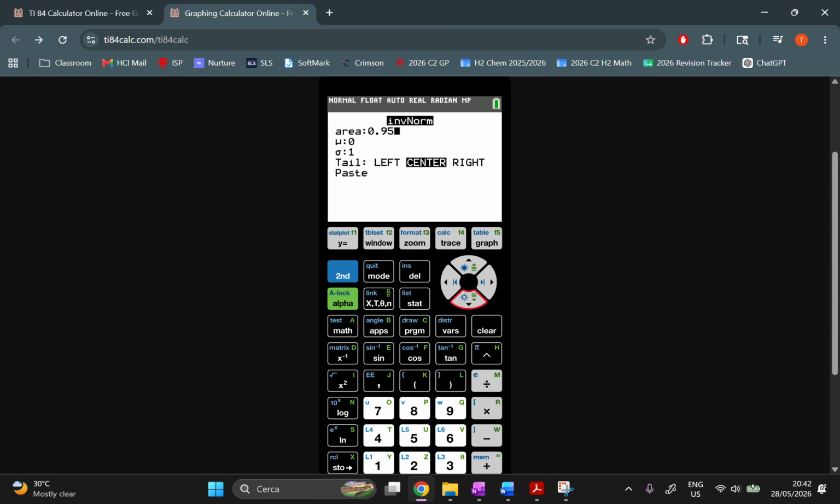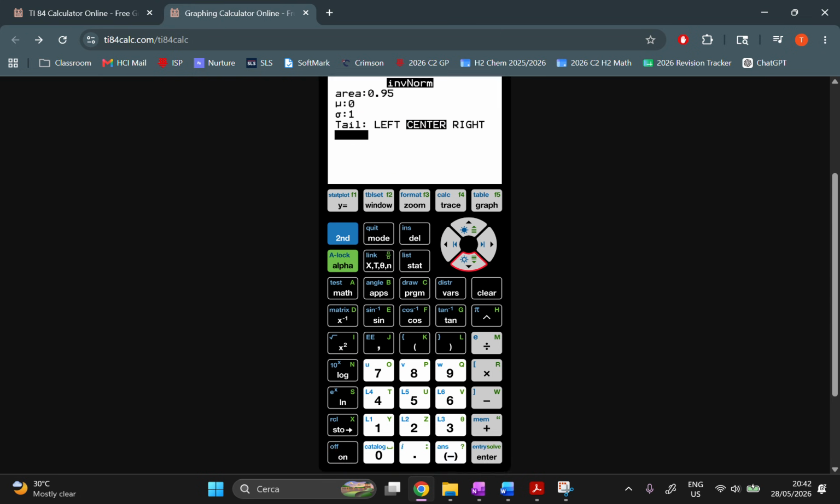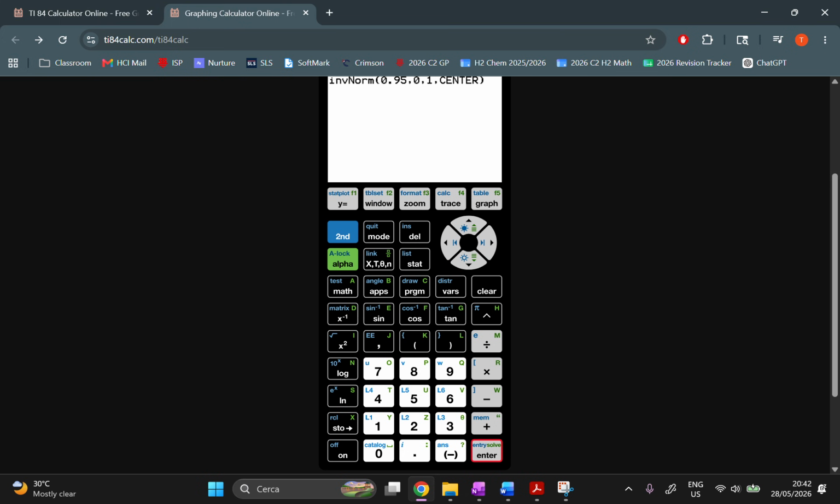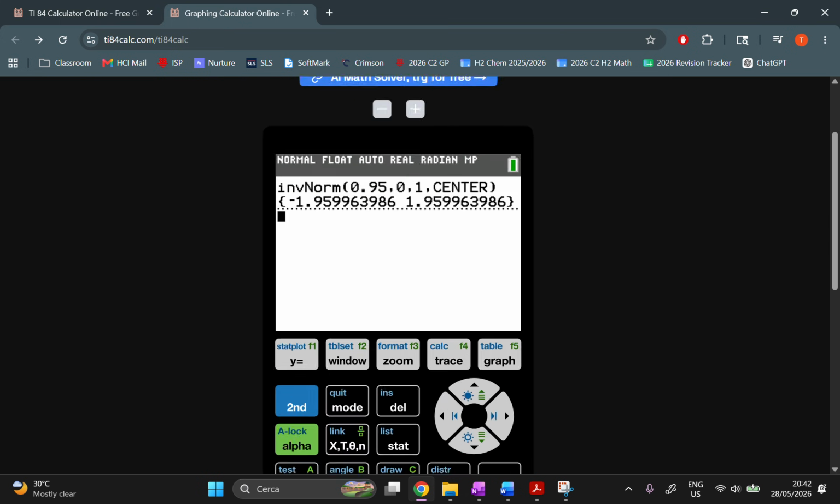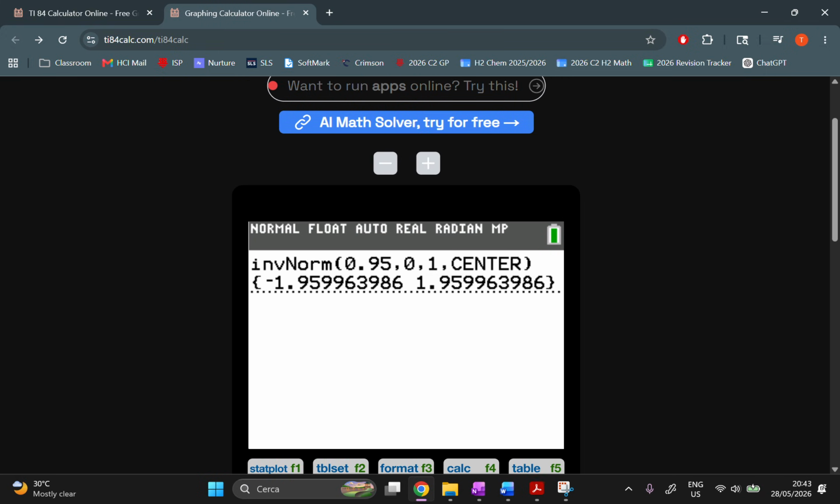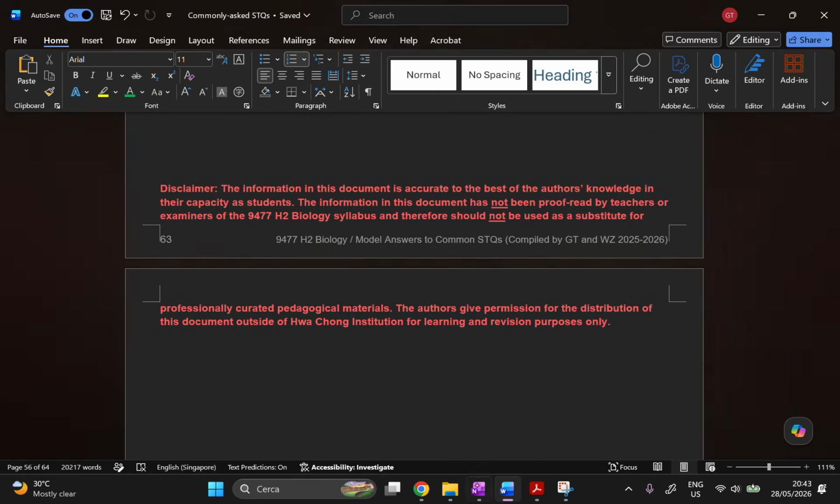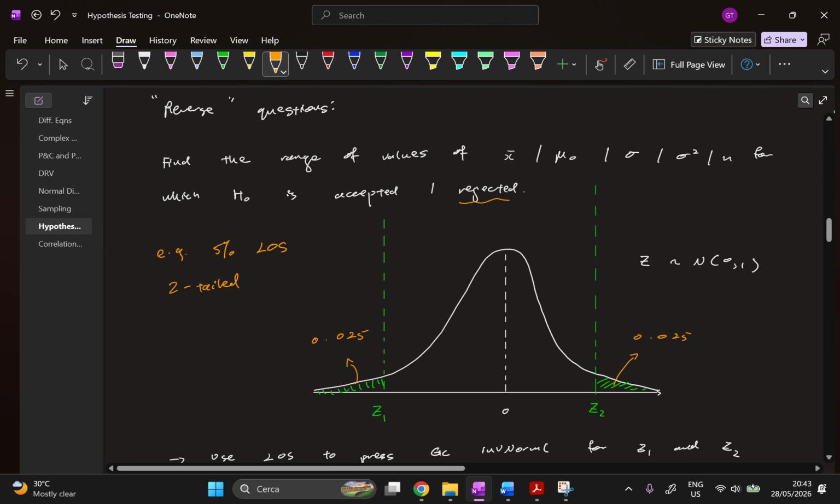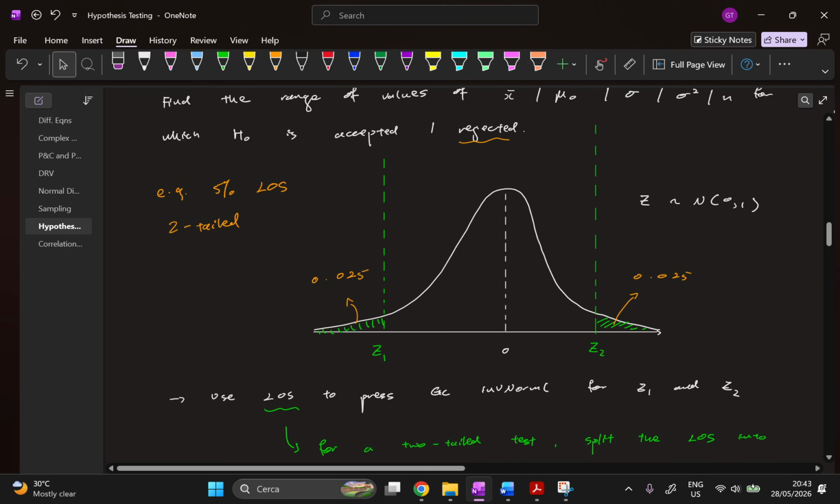So please know what you are pressing inverse norm for. Please know if you should be pressing left, center or right tail. And then you will see that now my critical values change entirely if it's a two-tailed test. In general, please be aware that the p-value for a two-tailed test is usually twice that of a one-tailed test. Please be very aware of that. Okay? Copy that down if you have to.